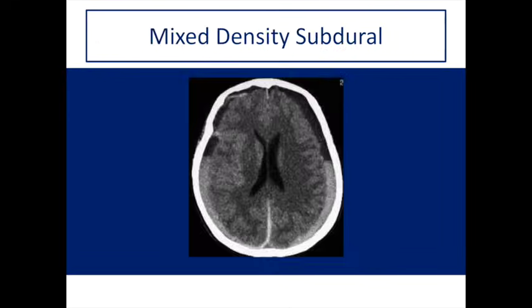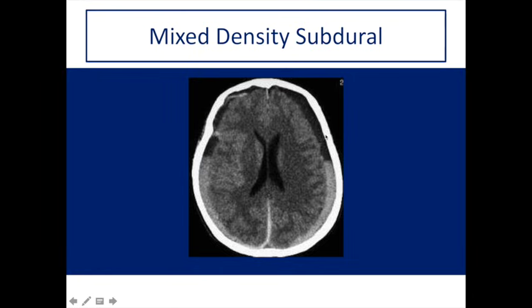If we apply this further, here we have a picture of a subdural hematoma along the left that is mainly low density but also high density inferiorly. This is a mixed density subdural hematoma. This is the classic appearance of an acute on chronic subdural hematoma. This is the acute component here, and the rest of it was the chronic component.